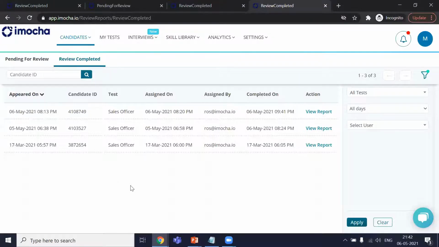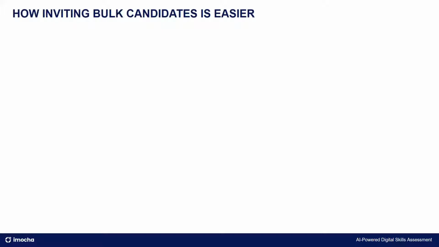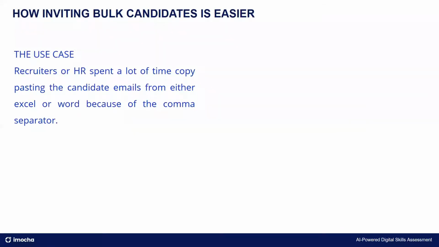All right, so let's go back to our presentation. Yeah. So bulk inviting candidates is now easier. So the use case for this: earlier, whenever recruiters or HR wanted to use the email invite, there was a lot of time that was wasted on this. This is because each email address had to be separated by a comma. And when you have bulk emails, this was a real pain, because even if you copy paste from an Excel or from Word, you will have to separate all the email IDs with a comma.